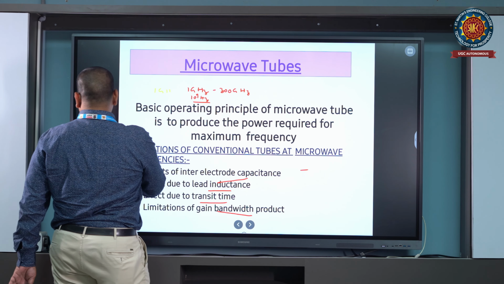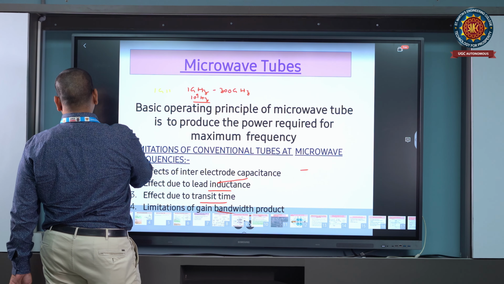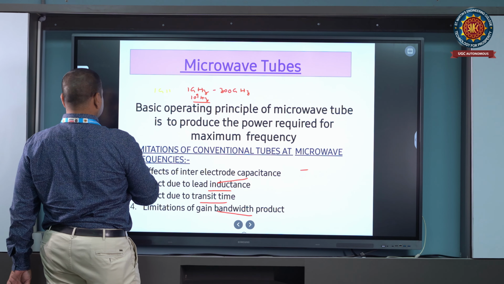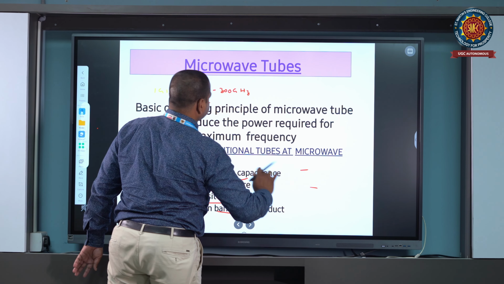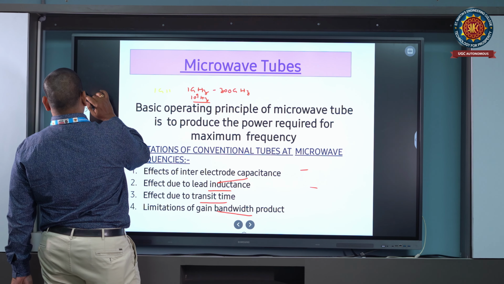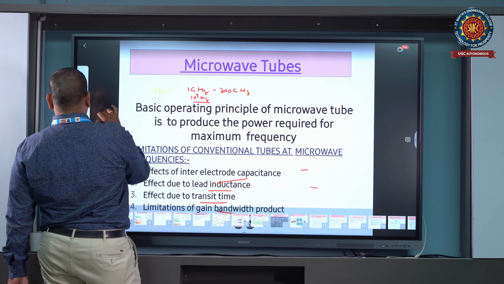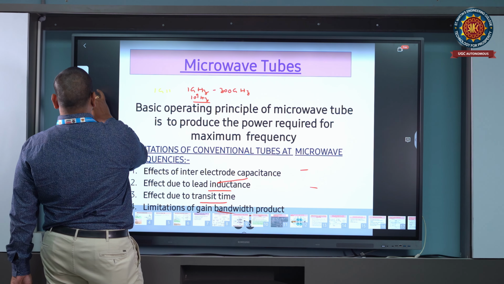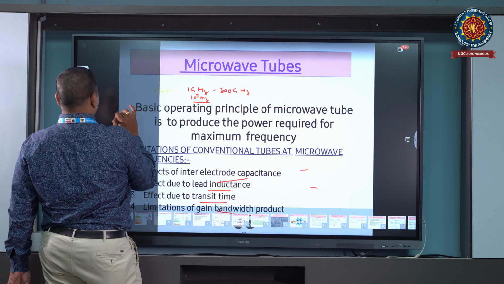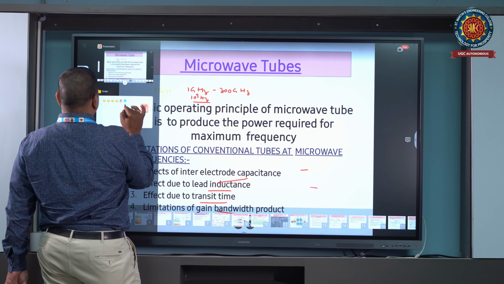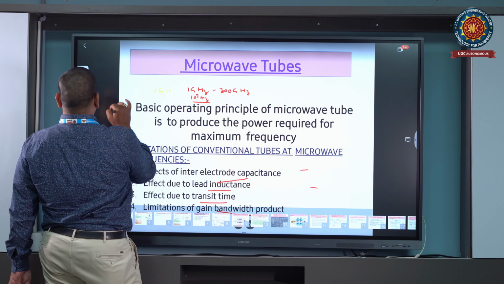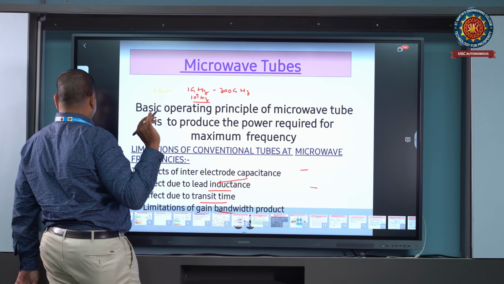So we will discuss them in detail. These frequencies provide a very difficult task for the conventional tubes. That's why we go with the microwave frequencies.